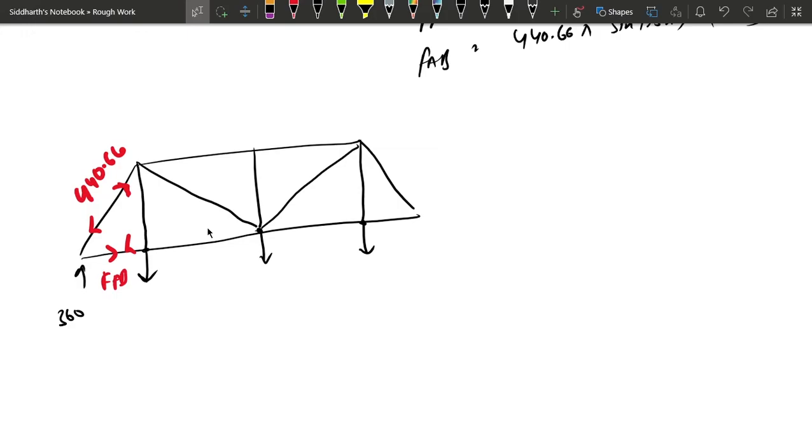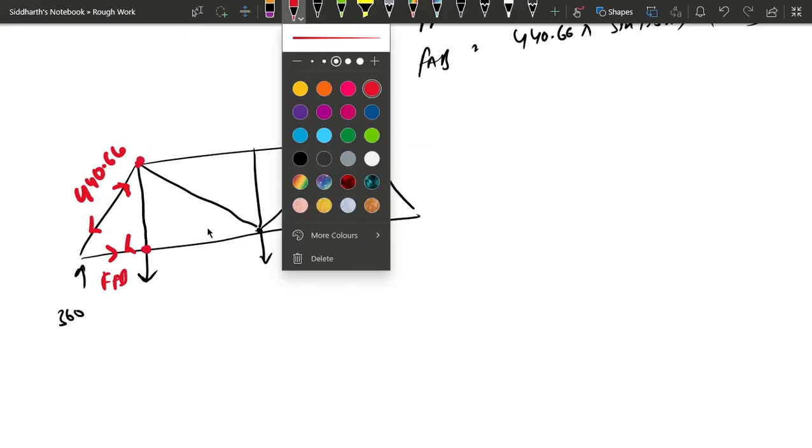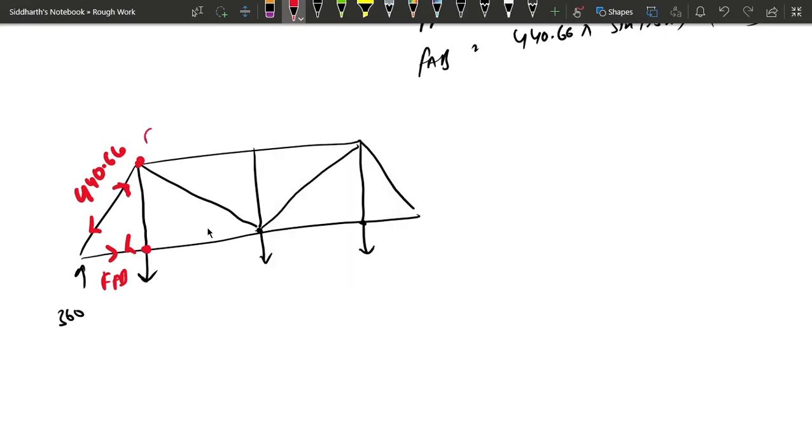So now we have to jump to a from here. We know that we can jump to either joint H or joint B, but if we go to joint H, we will have three unknown members, 1 2 3, and if we go to joint B, we will have only two unknown members, this one and this one. So we will be going to joint B.